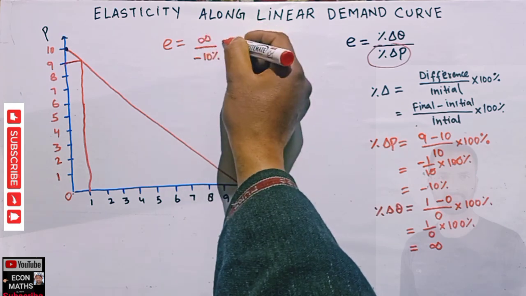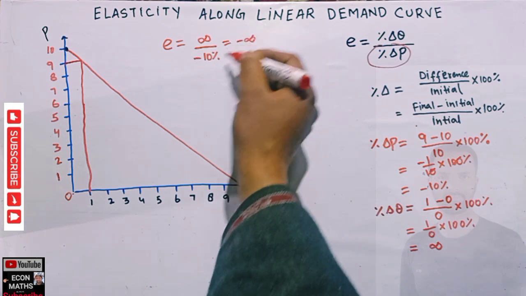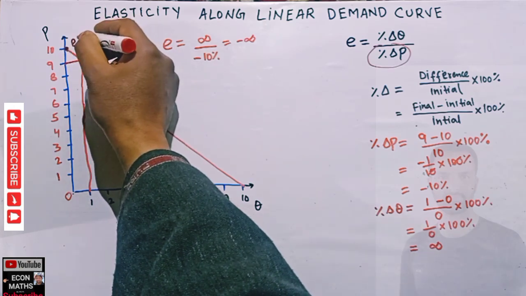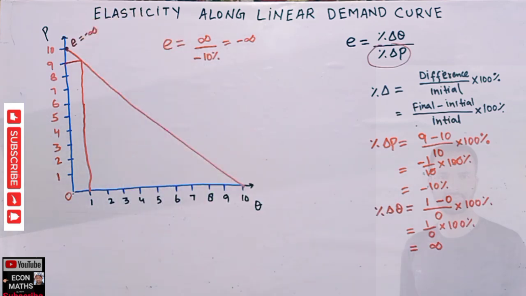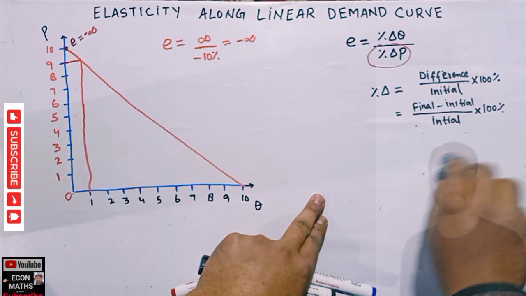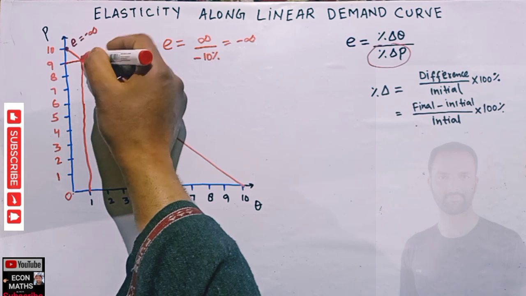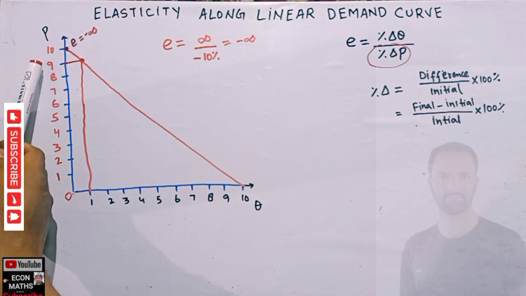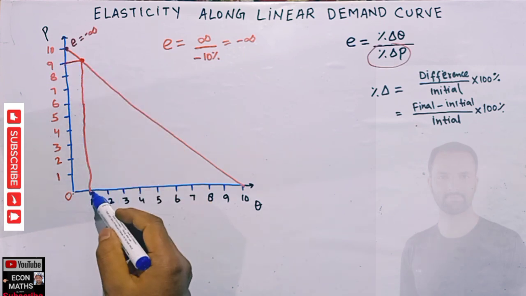So infinity upon any number gives us minus infinity here, because we have a negative sign here. That means at this point elasticity of demand is equal to minus infinity. Now let's take another point. Let me rub this out to show you how the elasticity along a linear demand curve changes. Now let us see what is the elasticity of demand at this point. When price drops from 9 to 8, quantity demanded changes from 1 to 2.